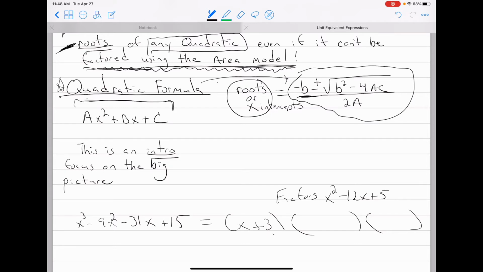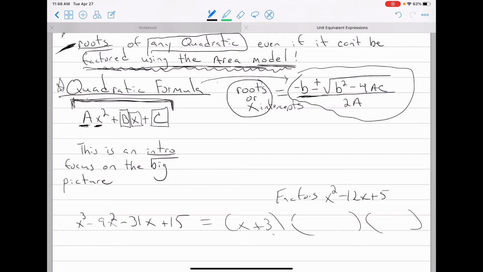They come from your quadratic trinomial, right? So, A is the coefficient that's in front of the x squared term. B is the coefficient that's in front of the x term. And C is the constant that's on its own, okay? It doesn't have any x's with it, all right?